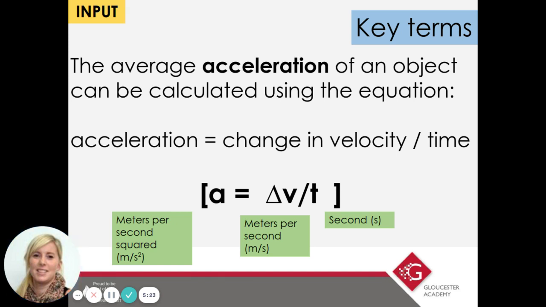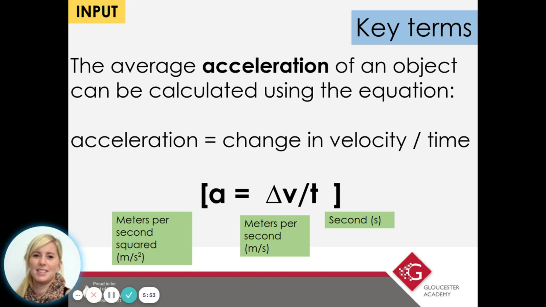And so we can use these letters here. So A, obviously acceleration, equals. Now that triangle, we call that delta, and it means change. So you could get a delta temperature, and that would just mean change in temperature. But this is delta V, so it means change in velocity. And then you divide that by time, and that's how you work out acceleration. And it's important to note that the units for acceleration are meters per second squared.